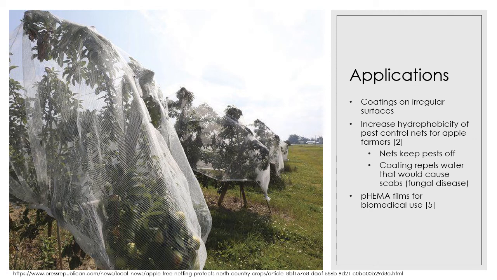So PICVD has many applications. As previously stated, it can be used to create a uniform film on irregular surfaces, and it can be used to increase the hydrophobicity of nets that are used for pest control by apple farmers. These nets are used to create a barrier for insects. However, the nets tend to trap and store moisture, and this leads to a fungal disease called scabs on the apples. Increasing the hydrophobicity of the nets allows them to repel water and therefore decrease the occurrence of scabs. PICVD can also be used to apply films such as PHEMA films that are used in biomedical research and can be used to make different objects much more biocompatible.